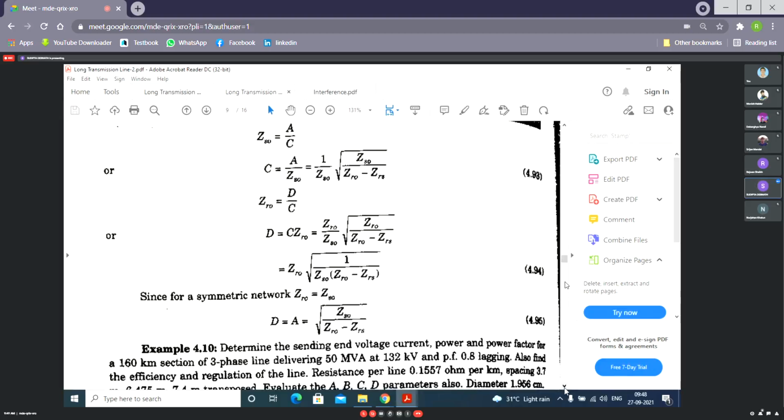Okay. So is it clear, all of you, how to measure ABCD constants? Clear, ma'am. Okay. Please go through it. You will perform this experiment in the next semester.